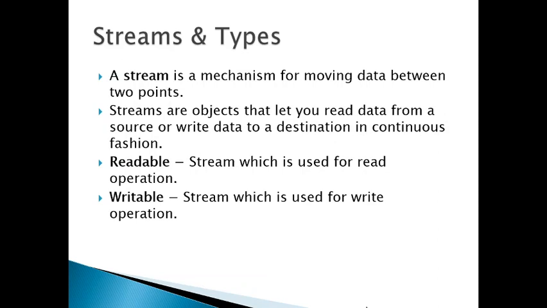Now we will learn the concept of streams and we will see its different types. A stream is a mechanism for moving data between 2 points. Like if you want to move the data from a file to another file, there is a mechanism available that is called a stream. Streams are objects that let you read data from a source or write data to a destination in continuous fashion. There are mainly two types of streams: readable streams and writable streams.